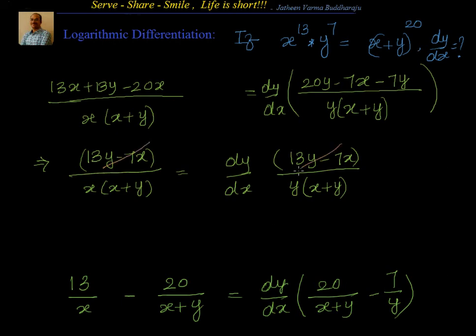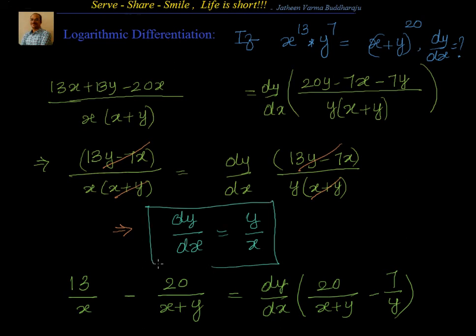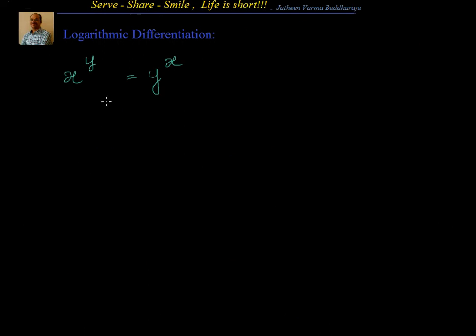I can cancel 13y minus 7x, I can cancel x plus y. That gives me dy by dx is equal to y divided by x. So you can see how logarithms enabled us to find the derivative very easily. Let's look at one more interesting example.